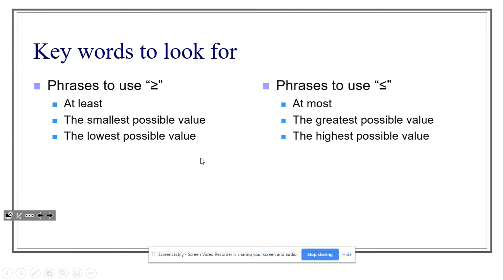We want to use less than or equal to when we have at most, the greatest possible value, or the highest possible value. And again, the one that you'll see most often is at most.